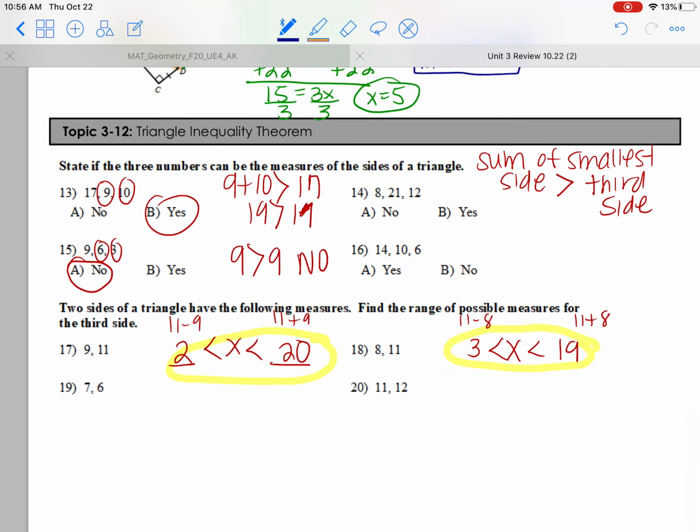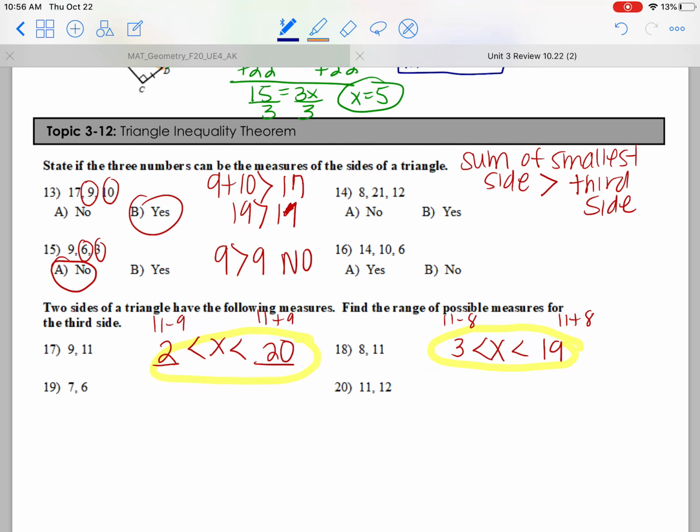And then we moved on with the triangle inequality theorem. For the triangle inequality theorem, we know that in order for us to say that 3 side lengths will form a triangle, we need to add the 2 smallest sides, and that sum needs to be greater than the third one. So I explained this in class as well. So if we look at problem 14, the 2 smallest sides are 8 and 12. So when I add 8 plus 12, that should be greater than my third side, 21. Which in this case is not, because 20 is not greater than 21, so we know that we cannot form a triangle with these side lengths.